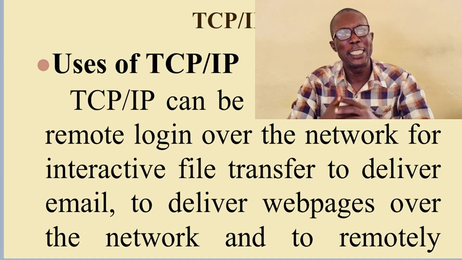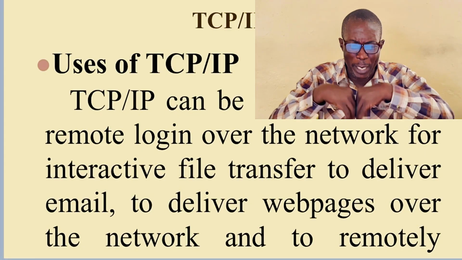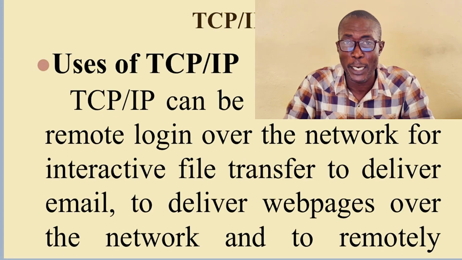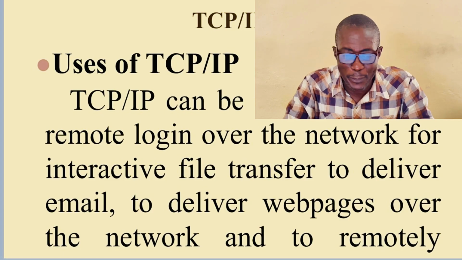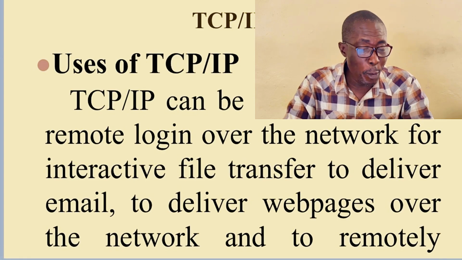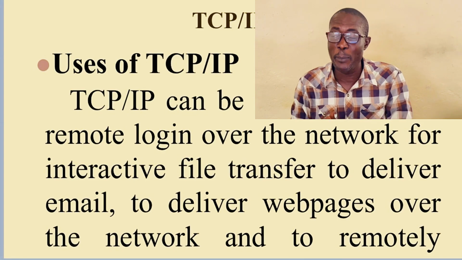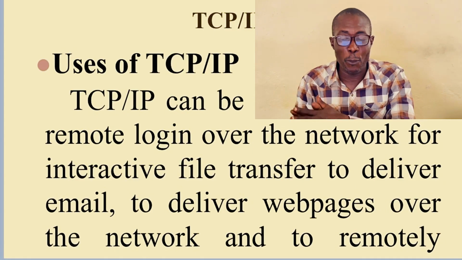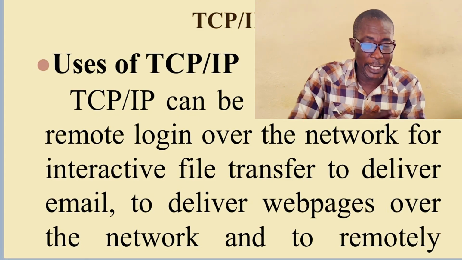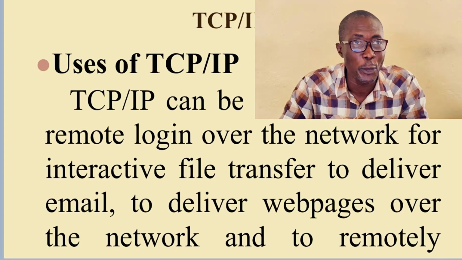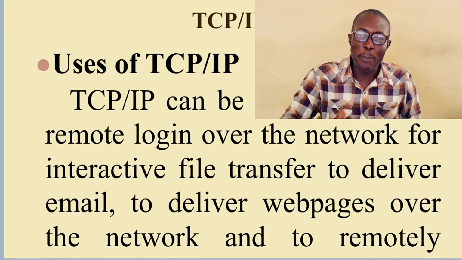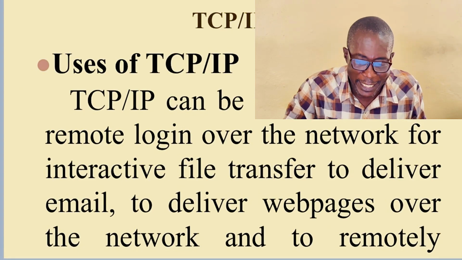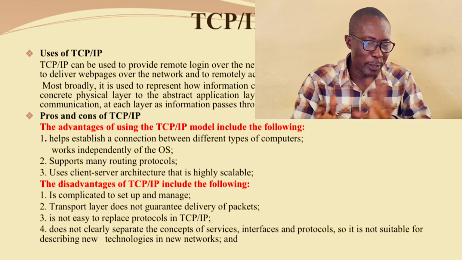So what are the uses of TCP/IP? What is it used for? TCP/IP can be used to provide remote login over the network, for interactive file transfer, or to deliver email. Most broadly, it is used to represent how information changes as it travels over a network from the concrete physical layer to the abstract application layer. So all I'm saying is that TCP/IP functions by data delivery. That is the key: data delivery. That's the main thing. So let's look at some of the pros and cons.